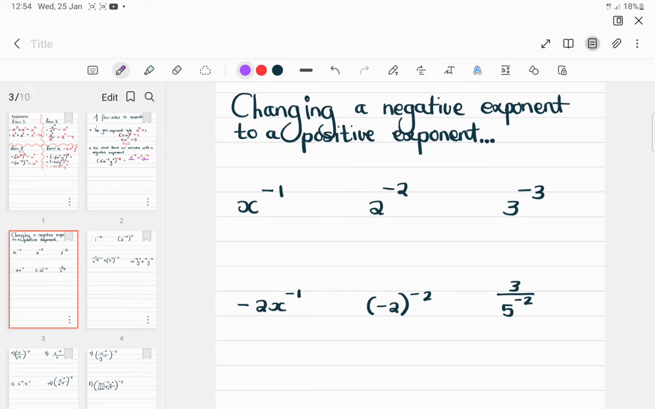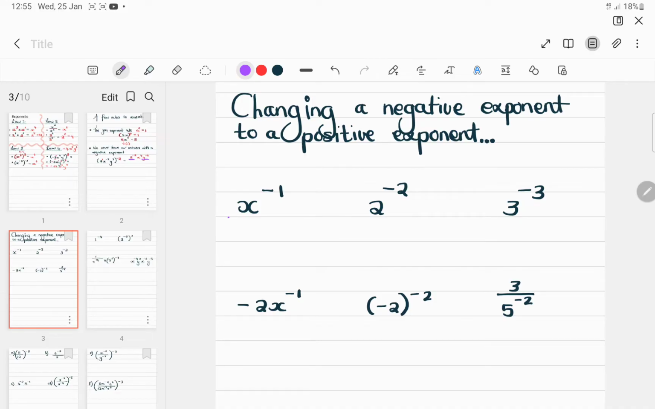The rule to change a negative exponent to a positive exponent is you want to see who's naughty. Naughty is a negative, and we want to change him. We want to change his direction, we want to make him become a positive. So for that to happen, we need to always have our expression written as a fraction.